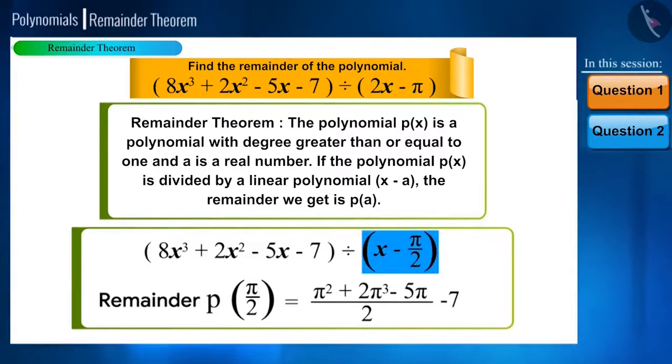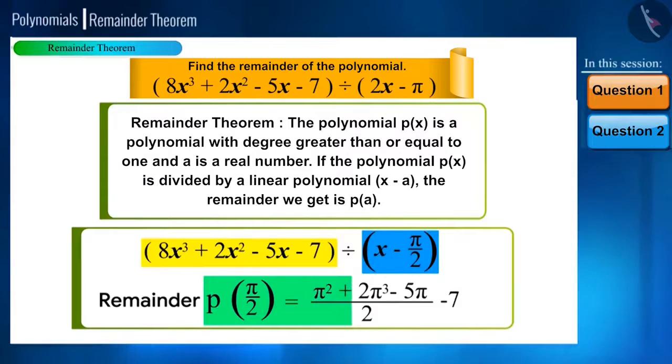Let's compare this with our example. Here we are dividing the polynomial p of x by a linear polynomial x minus pi by 2. We got the remainder p of pi by 2 as pi squared plus 2 pi cubed minus 5 pi divided by 2 minus 7.